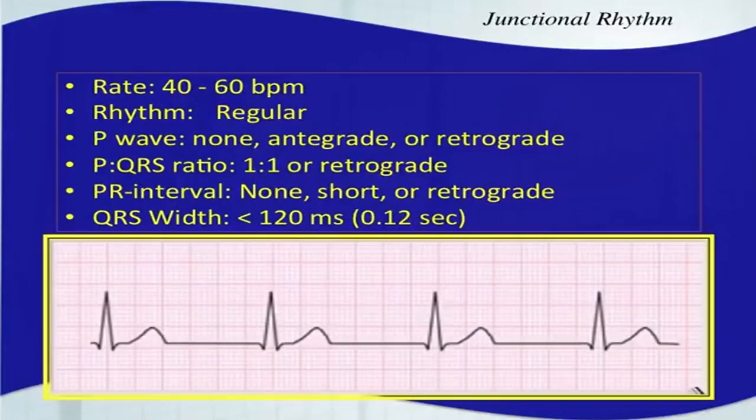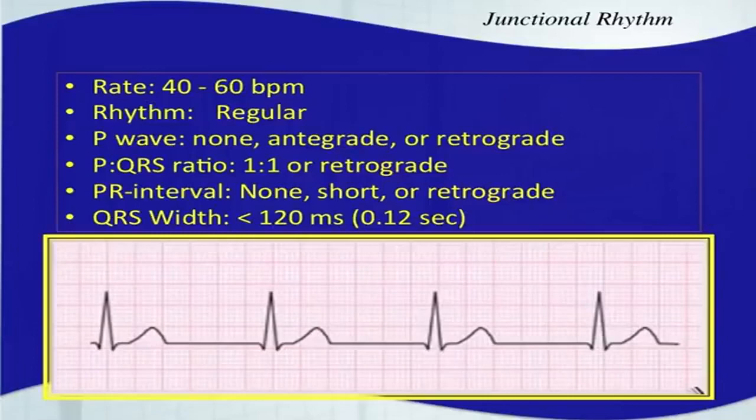The P wave. Many different options as far as the P wave goes with a junctional rhythm. It could be that you have none, like in this example here, where you don't see a single P wave. That's because the atria are probably still depolarizing, but the P wave is probably somewhere buried within the QRS here.